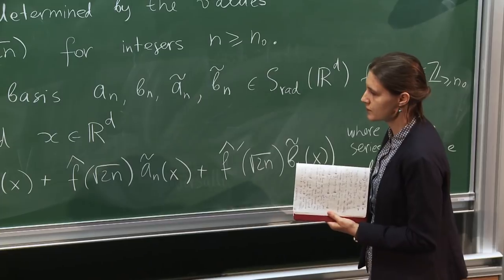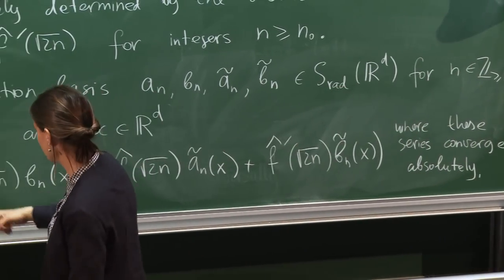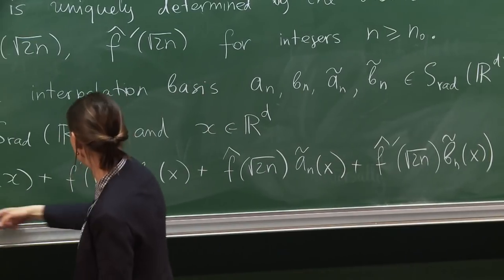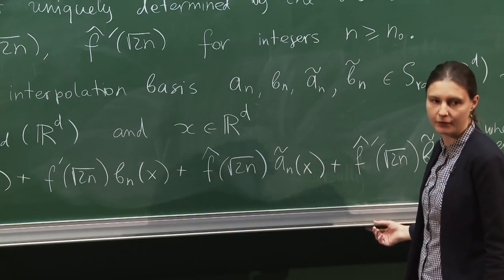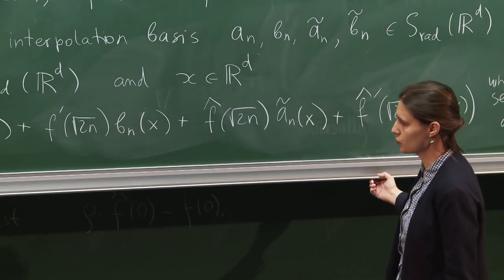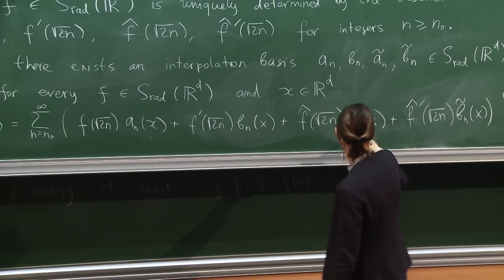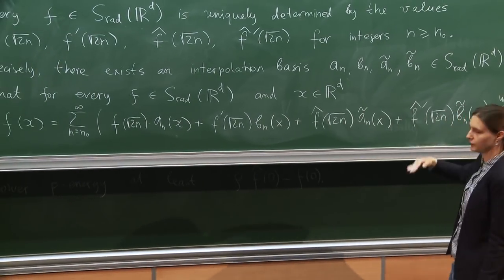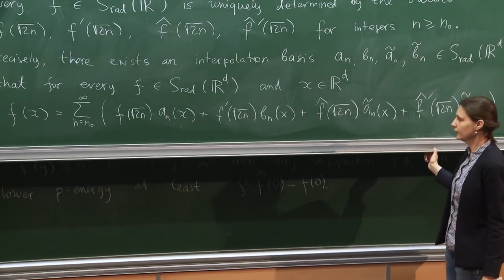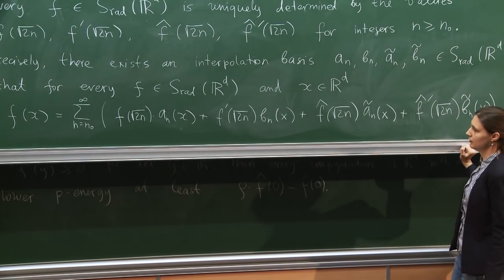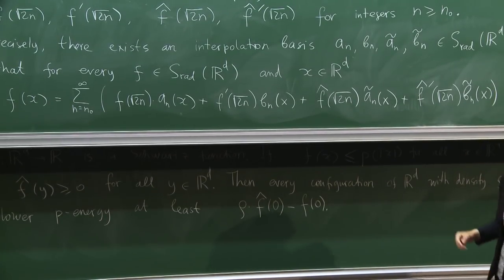Of course, the convergence is not very difficult because we started with our function f, which was a Schwartz function. It means that these values over which we are interpolating are already decaying very fast. So the only thing we have to ensure is that the values of these functions a_n, b_n, a_n tilde and b_n tilde don't grow too fast, for example, that they grow at most polynomially in index n for fixed x. And then we'll know that this series converges.